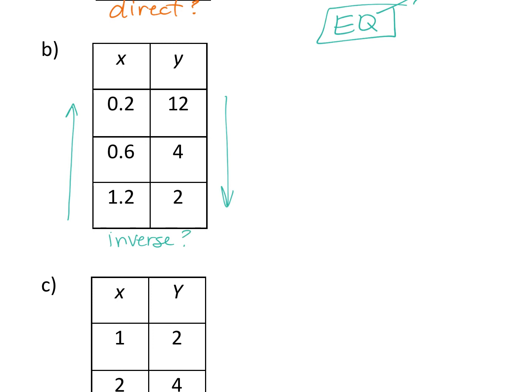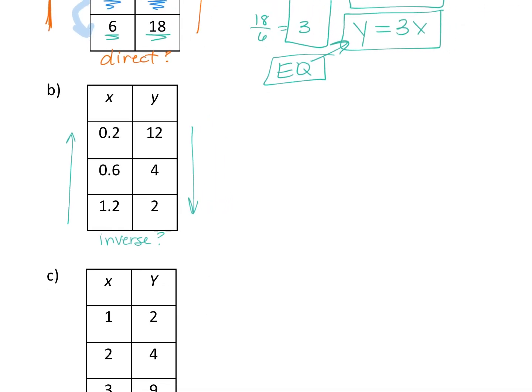Is it an inverse variation? We don't know yet. So for inverse variation, remember that was the y equals k over x. So if we're solving for k, it's a product, x times y.